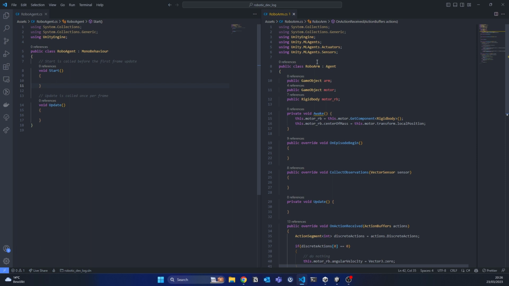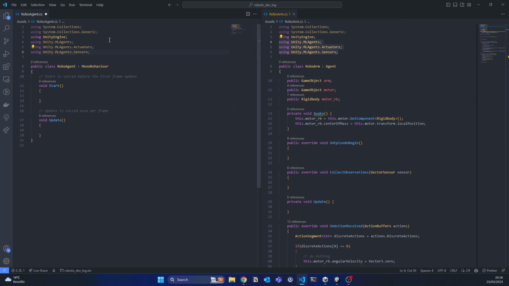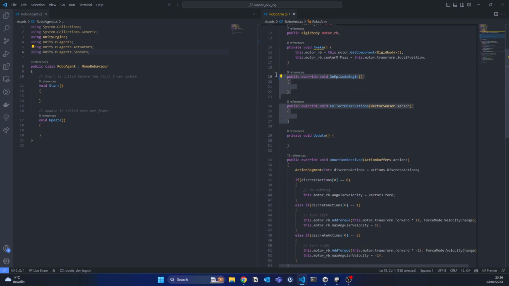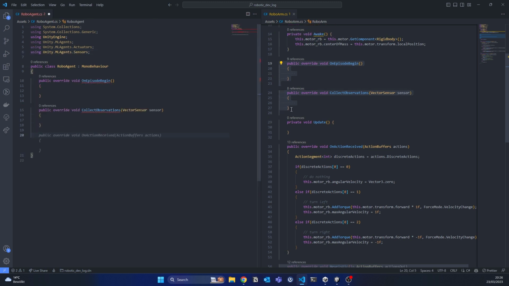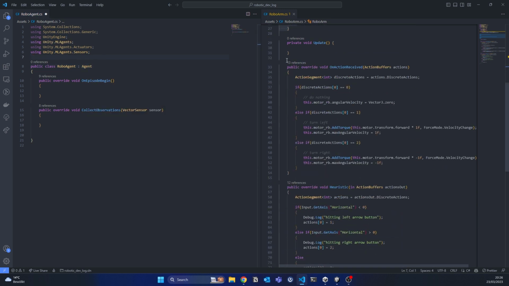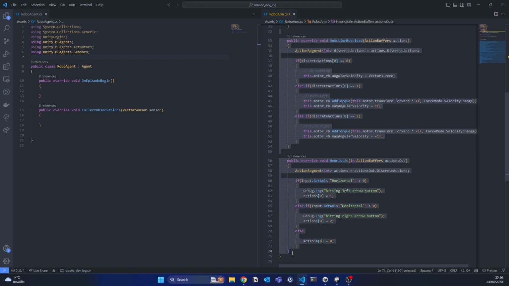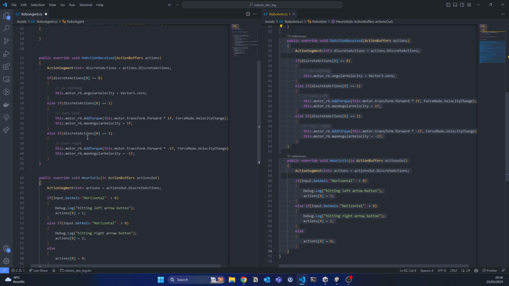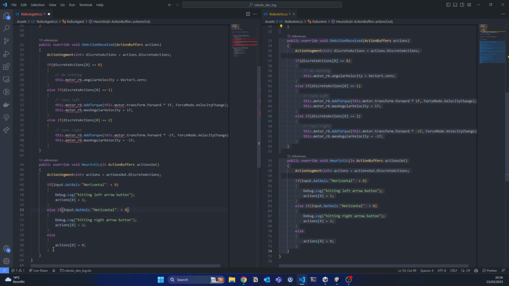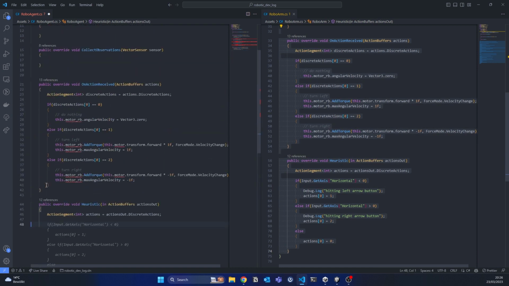All right, so what do we need? We need the ML Agents libraries, as well as the on episode begin and also the collect observations, so we can just bring that in. This will need to inherit from Agent, and then we also need the on action received as well as the heuristics. Okay, let's just bring that over for a moment. I guess we can take this out, or actually just maybe this part, and also this part.